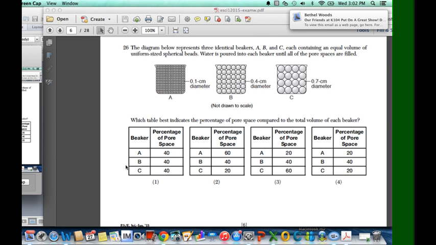Okay, so we're up to question 26. It says the diagram below represents three identical beakers. You can see beaker A, beaker B, and beaker C, each containing an equal volume of uniform-sized spherical beads.